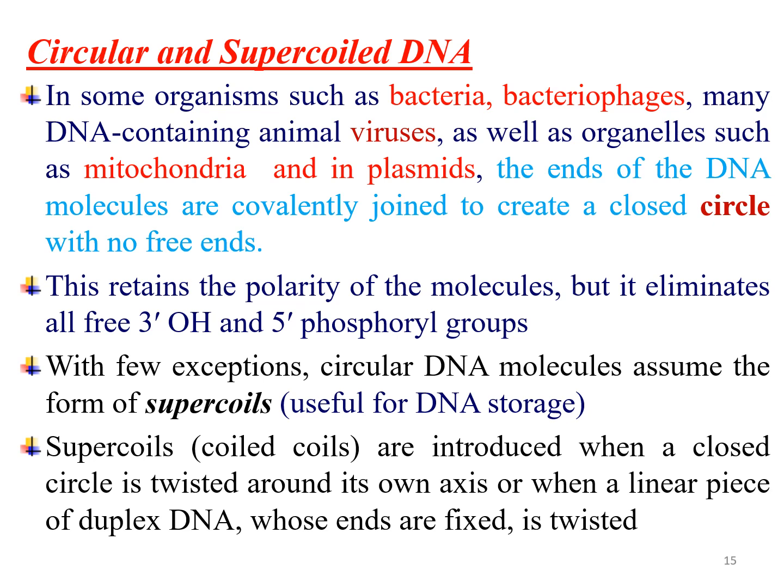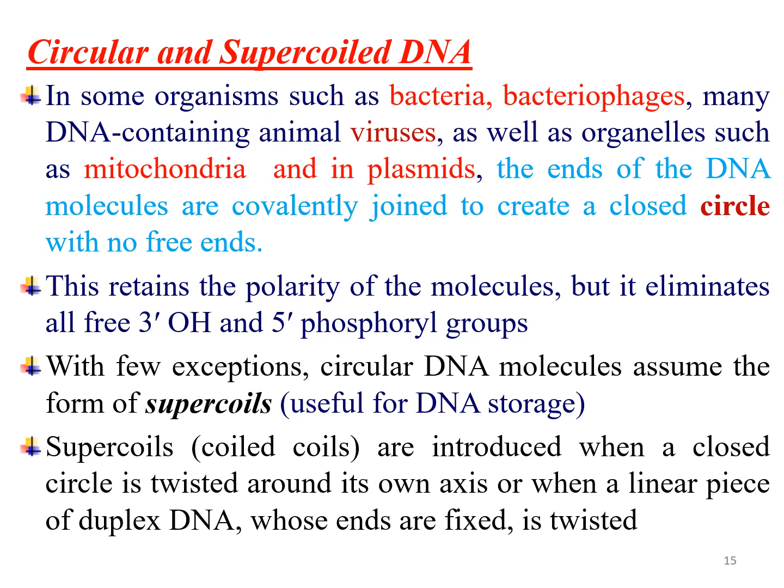Circular and supercoiled DNA. In some organisms such as bacteria, bacteriophages, and many DNA-containing animal viruses, as well as organelles such as mitochondria and plasmids, the ends of the DNA molecule are covalently joined to create a closed circle with no free ends. This retains the polarity of the molecule, but eliminates all free 3'OH and 5' phosphoryl groups. With few exceptions, circular DNA molecules assume the form of supercoils, useful for DNA storage.